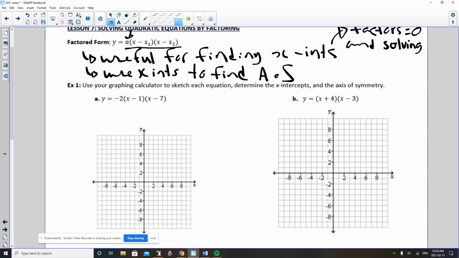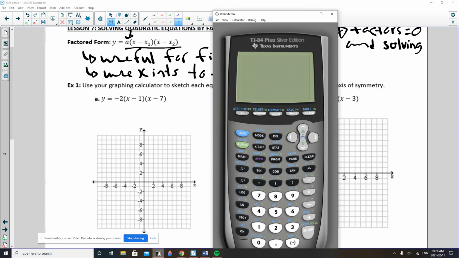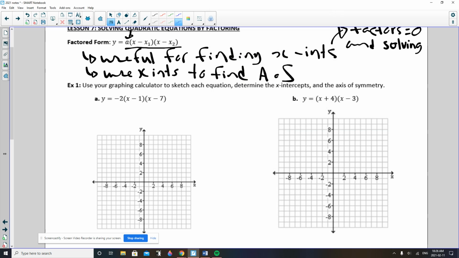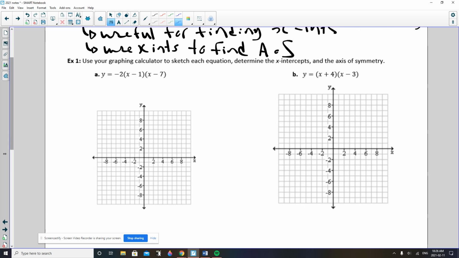So B gives me the equation y equals x squared, x plus 4 times x minus 3. Now, if I really wanted to cheat, I could go type this in on my calculator and I could get the graph and I can copy it over here. However, I should be able to tell some information from this factored form. I know from this, if I make x plus 4 equals 0, it's going to give me an x-intercept. So minus 4, minus 4. So there's an x-intercept at minus 4, right? The opposite of what it appears in there.